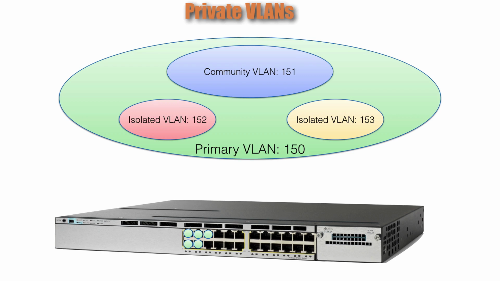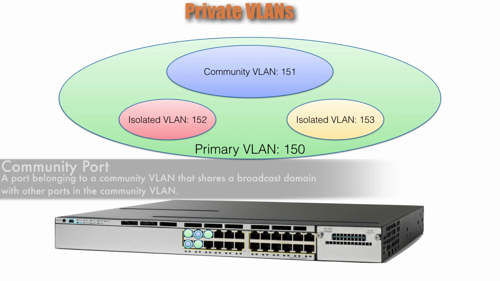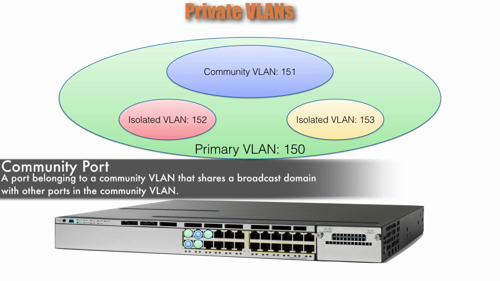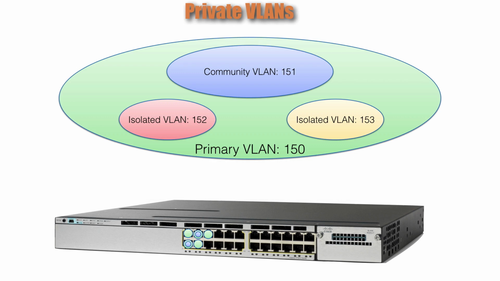Let's say the next couple of ports on this switch, Fast Ethernet 1/0/2 and Fast Ethernet 1/0/3, belong to the community VLAN of 151. They will be able to communicate between themselves. They're in the same logical broadcast domain. And of course, they're going to be able to communicate with the promiscuous port, but these two ports, they're going to be community ports. Next, we have Fast Ethernet 1/0/4.